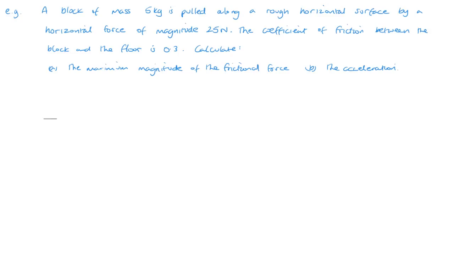So before I start to calculate anything, I'm going to draw a quick sketch. So this is the block. Now there's 5g going down, R is going to be up, I've got a horizontal force of 25 newtons, and then I've got a horizontal force this way of F for friction. Okay, so what I want to do is calculate the maximum magnitude of the frictional force. So first I want to resolve vertically.